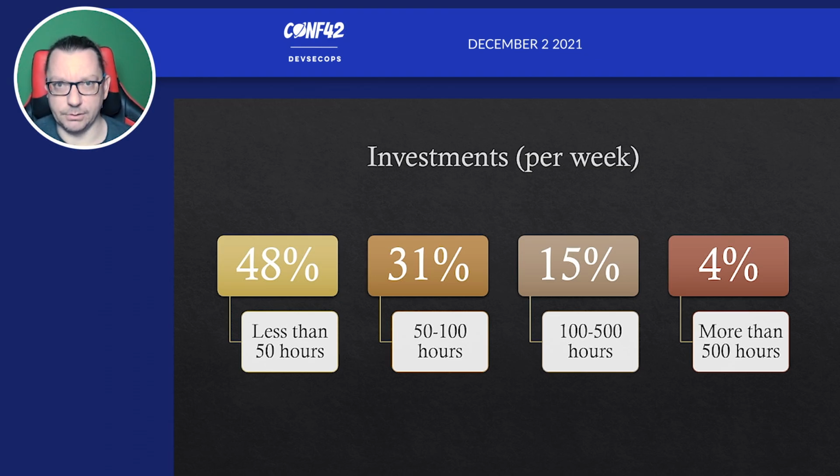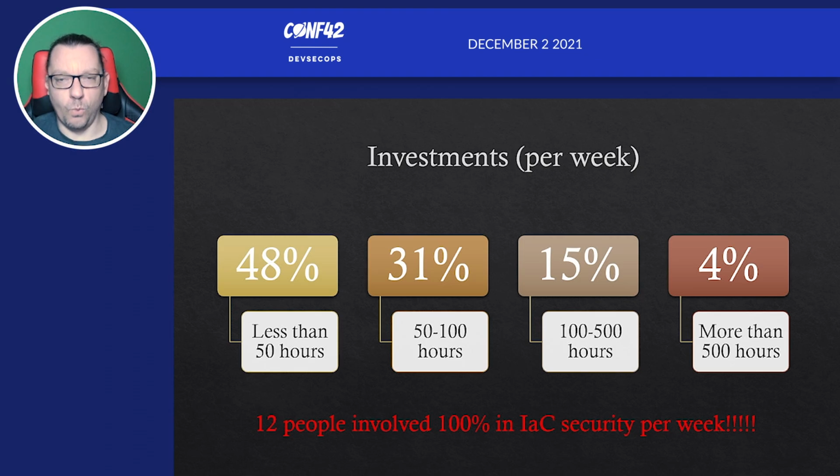So their teams spend 100% of time working with infrastructure as code security issues, and it's for 12 people. Work for 12 people. Only for this. It sounds scary, right?